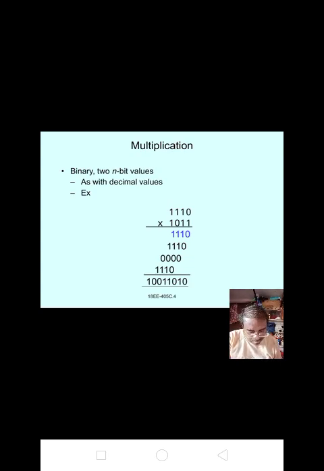You do this problem, a very simple one. Here 1 into 0 is 0, 1 into 1 is 1. Here 1110 into the next 1110 plus 4 zeros into 110. My answer is 10011010. Okay, it is multiplication.